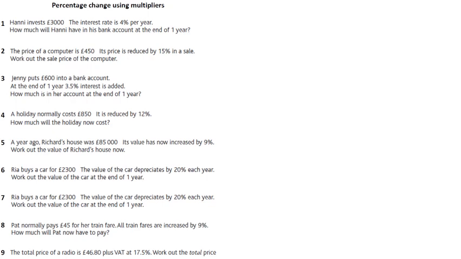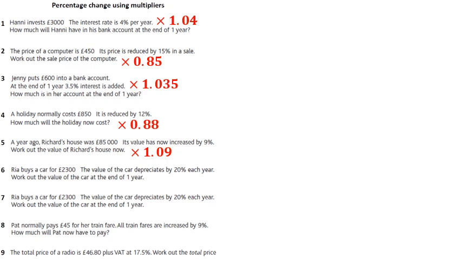If you invest £3,000 at 4%, then you'll have 4% more at the end of the first year. So you're multiplying by 1.04. If you reduce something by 15%, you'll be left with the remaining 85%. If you put money in a bank account and get 3.5% interest for a single year, then you increase the value by 3.5% to 103.5%, 1.035. To reduce by 12%, you find 88% of the original value. To increase by 9%, you find 109% of the original value.